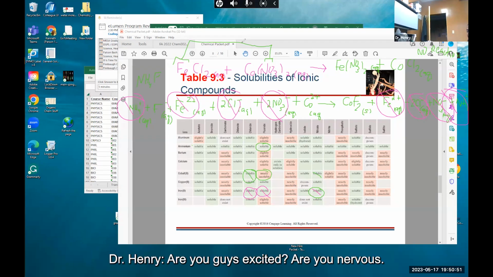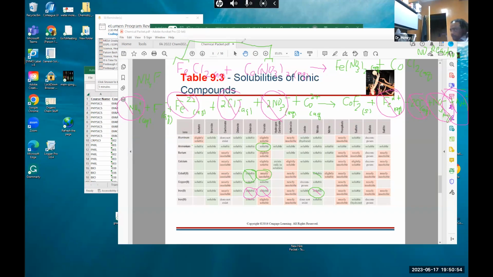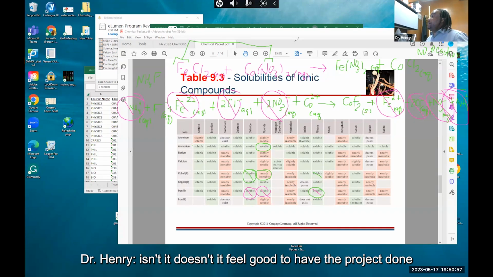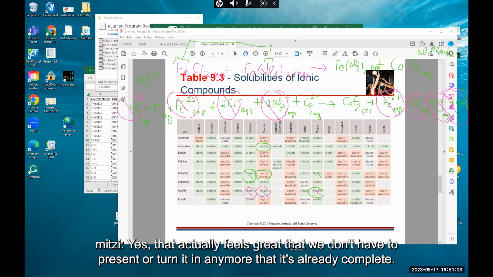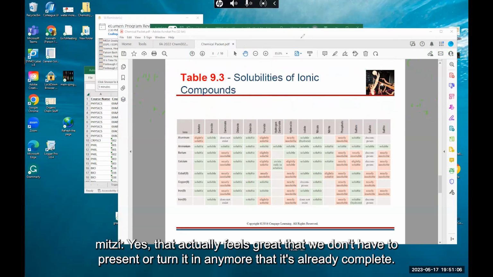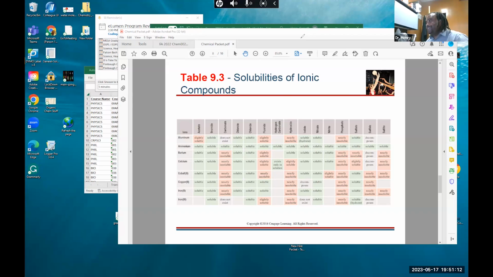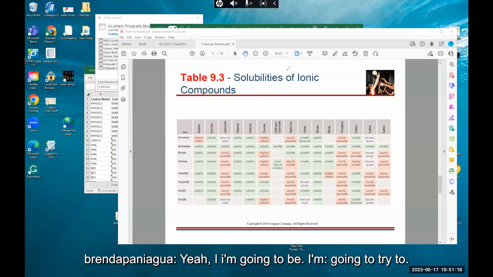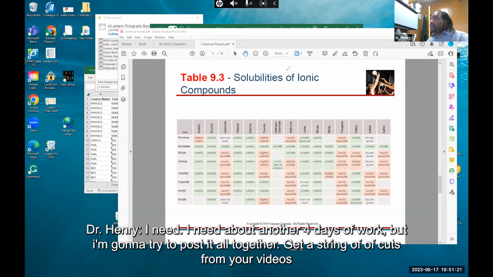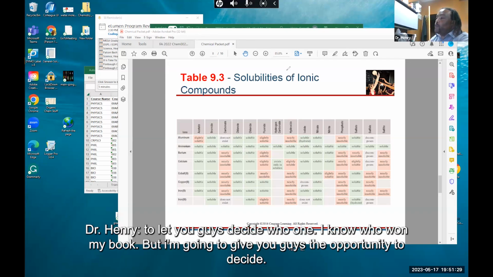Are you guys excited? Are you nervous? Doesn't it feel good to have the project done? Like one of your monkeys off your back? Yes, that actually feels great that we don't have to present or turn it in anymore, that it's already complete. Dr. Henry, we're just waiting to see who won. I need about another 4 days of work, but I'm going to try to post it all together, get a string of cuts from your videos to let you guys decide who won. I know who won in my book, but I'm going to give you guys the opportunity to decide.